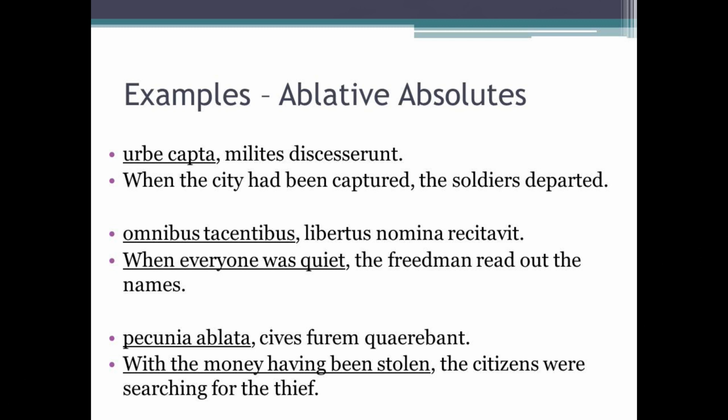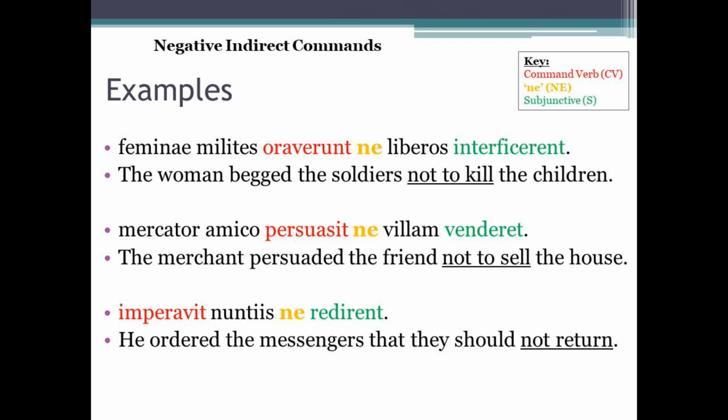thief. So in all of these sentences, I've underlined the ablative absolute phrases. And just remember that I've tried to translate them naturally, but there are many ways that you could translate them. Now let's have a look at a few examples of negative indirect commands. So I've colour-coded command verbs in red, ne in orange, and subjunctive in green.